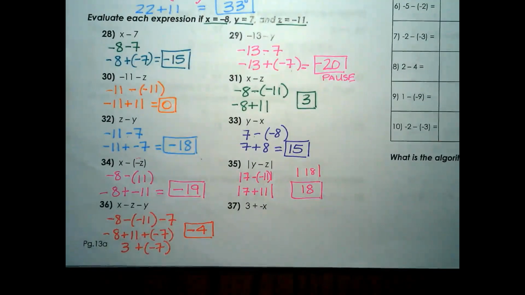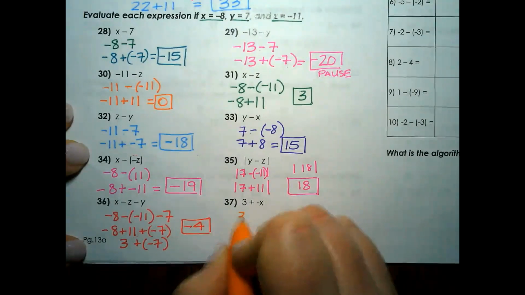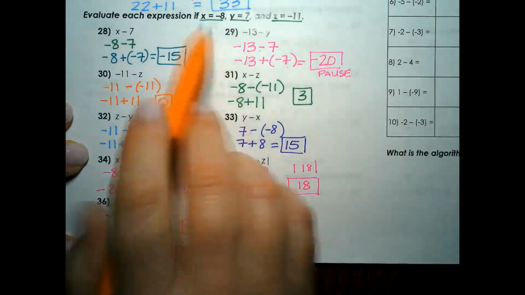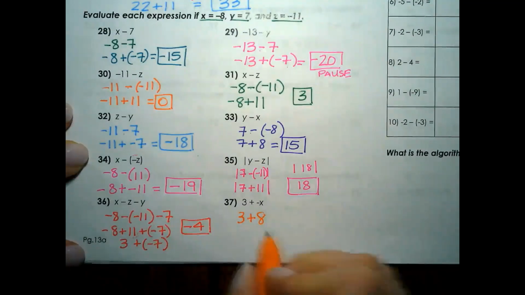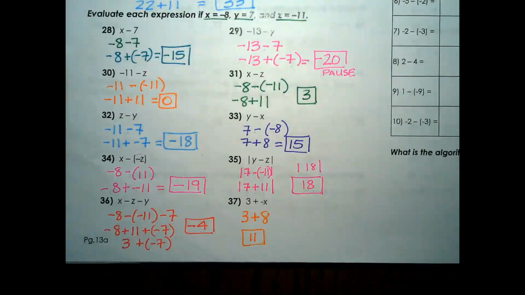Remember that with subtraction, the order matters, but once we change it to addition, you could have really grouped these any way you wanted to. Alrighty? And then the last problem in this set is 3 plus, and remember I said this means the opposite of x. So if x was negative 8, we're going to add 8. And 3 plus 8 is 11. All right, hope that made some sense.